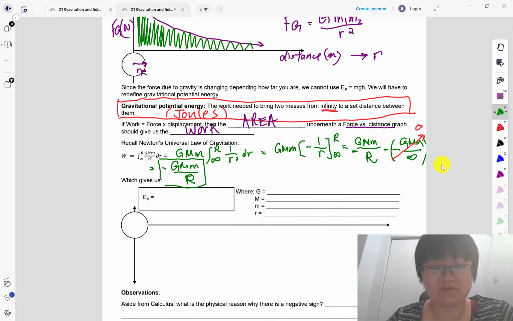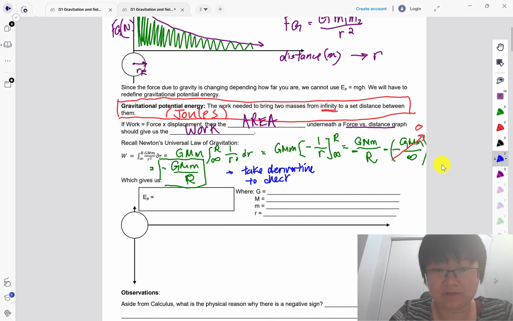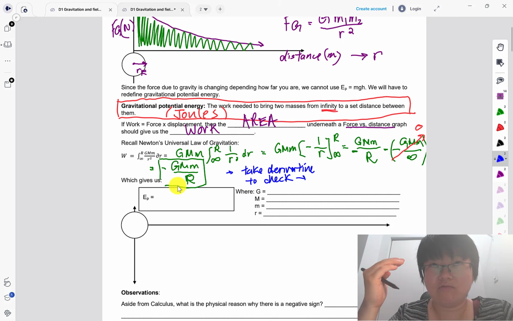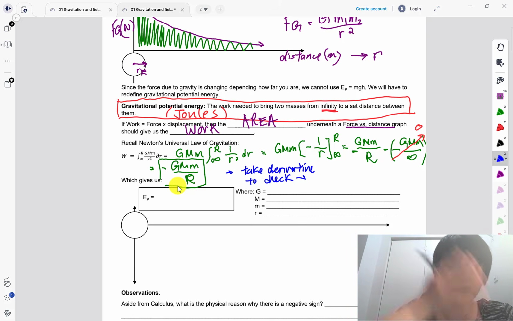If you don't believe that this is the integral, or this is the area underneath the graph, what you can do is take the derivative of this and see if you get Newton's universal law of gravitation. So if I take the derivative, imagine this is r to the power of -1, right? Whenever you take the derivative, you drop the exponent to the front, and then decrease the exponent by one again.